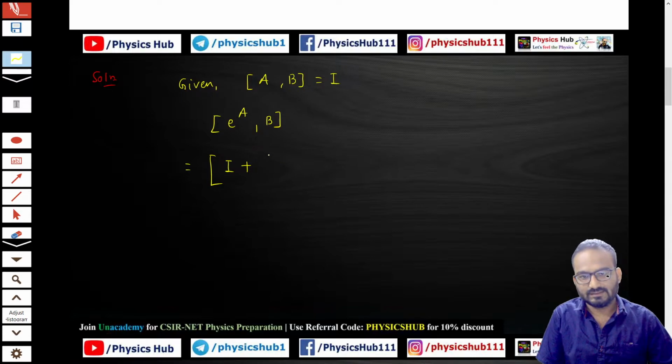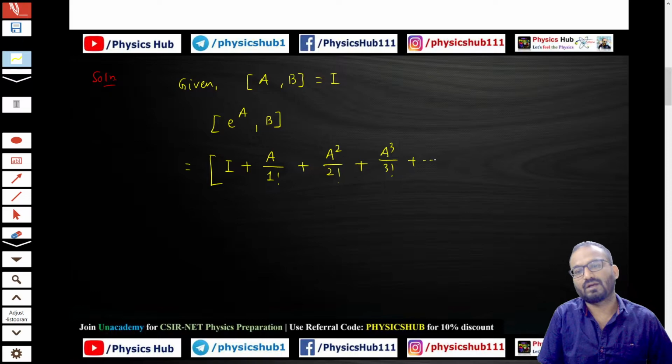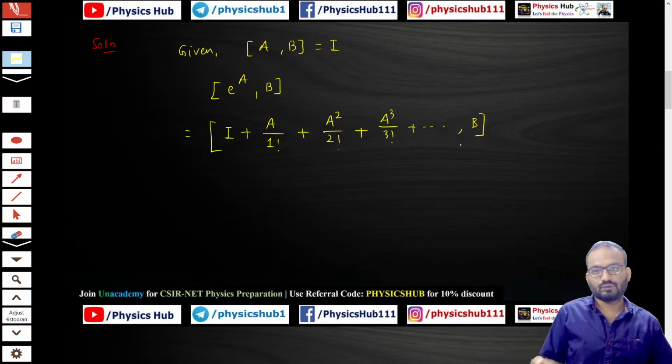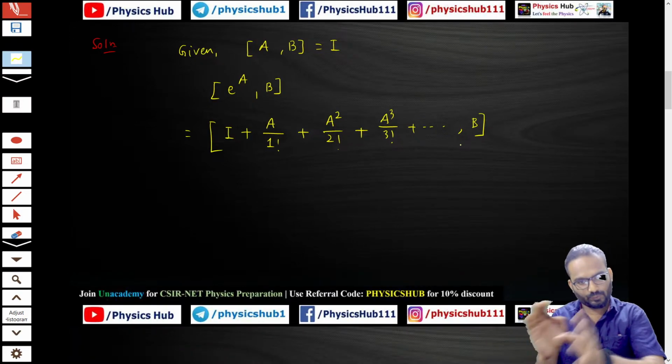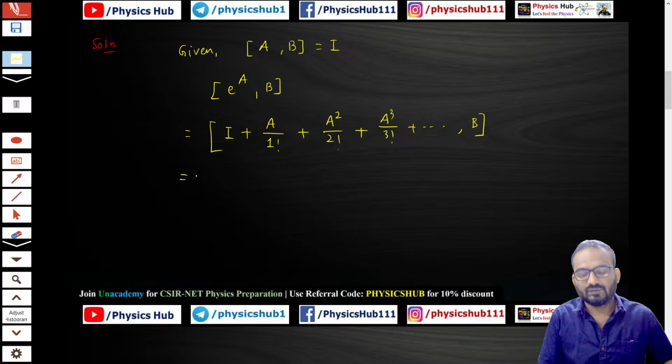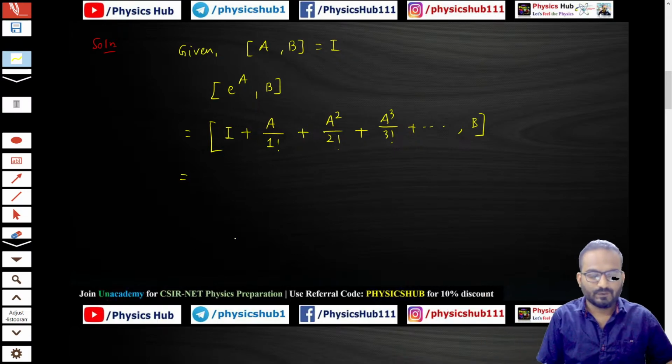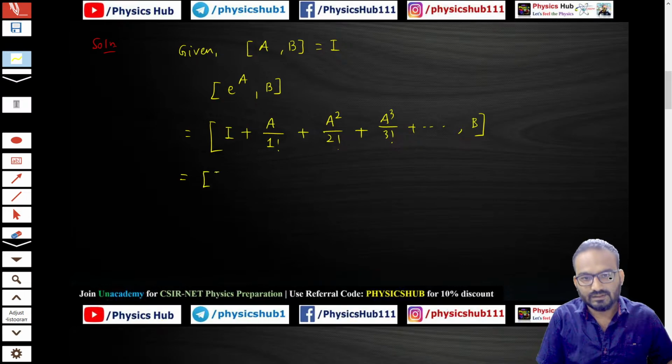1 plus x, where x is A by 1 factorial, plus A square by 2 factorial, plus A cube by 3 factorial, and it will go on up to infinity. It will contain an infinite number of terms, and those infinite number of terms will commute with B. I hope you are understanding. So how many terms are we expecting? We are expecting infinite terms. I'm just writing the first few terms.